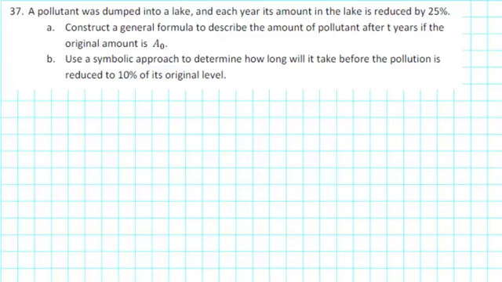A pollutant was dumped into a lake, and each year its amount in the lake is reduced by 25%. A. Construct a general formula to describe the amount of pollutant after T years if the original amount is A sub 0. Let's begin by making a table of values, and then we'll look for a pattern.